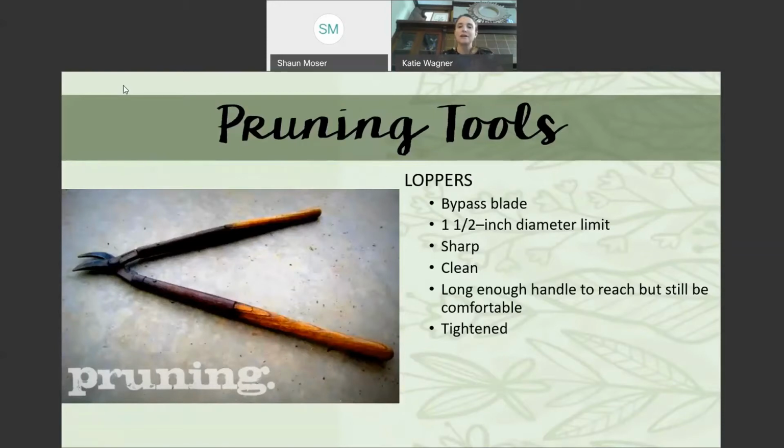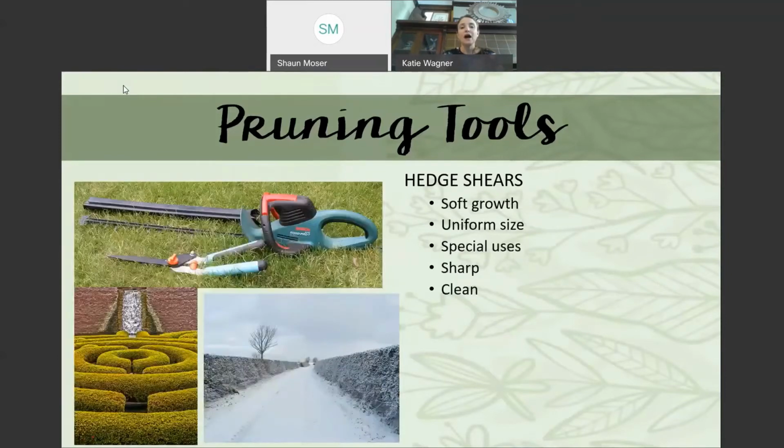But you're looking at about an inch and a half diameter and down would be appropriate for a good pair of loppers. Again, we would recommend this bypass blade, keeping them sharp and clean and tightened. I don't typically recommend head shears. I know they're easy and they're quick, and for certain things that we're doing in the landscape, they can be appropriate.